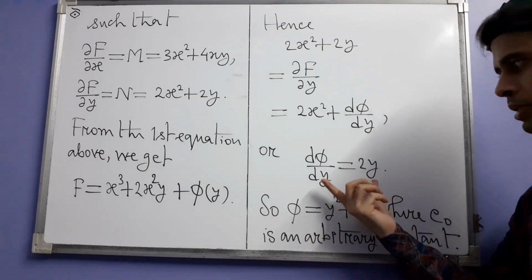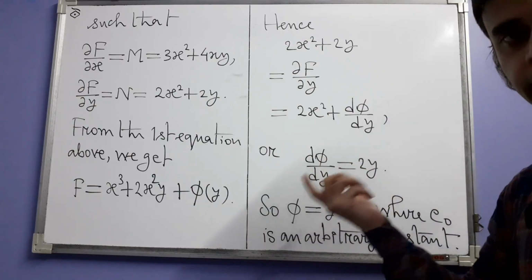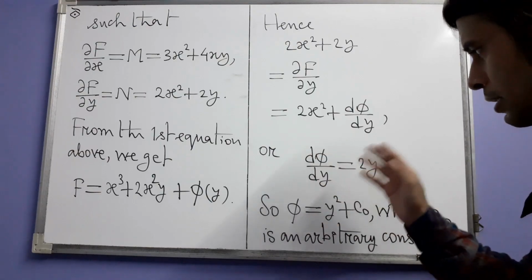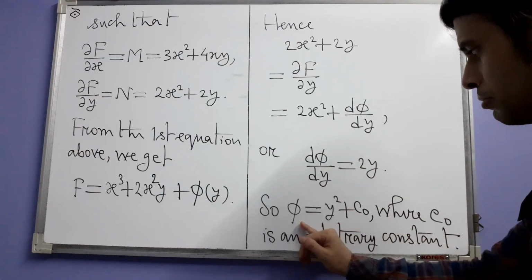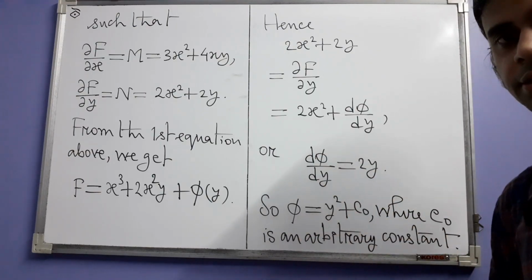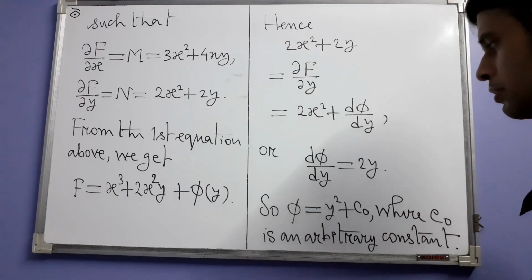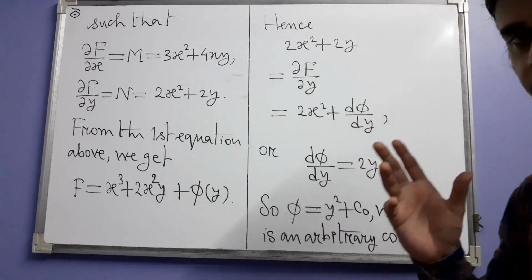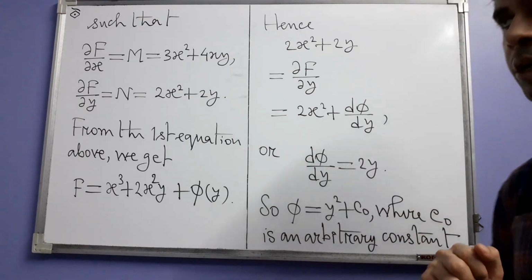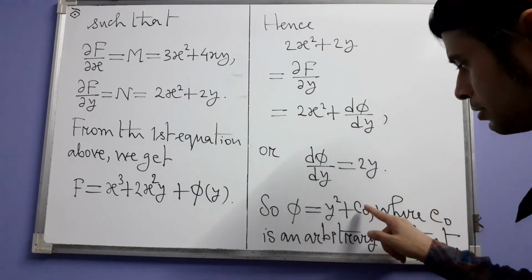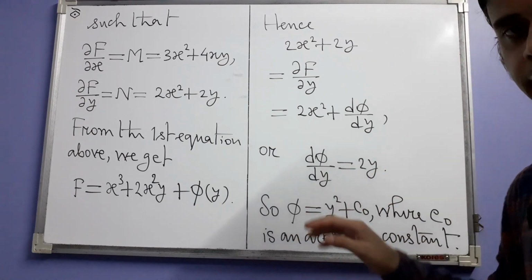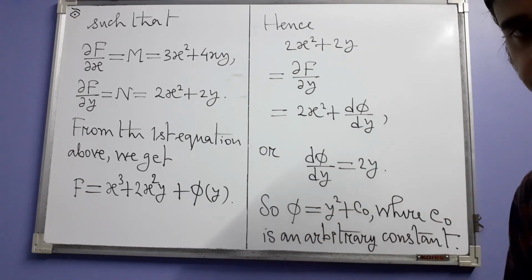Now this is a very simple differential equation itself, which if you solve, you just have to integrate both sides. You get phi equal to y square plus c naught, where c naught is an arbitrary constant. You may also remember that while doing our actual proof of theorem 2.1, I did not write, in fact the author himself did not write, any plus constant.